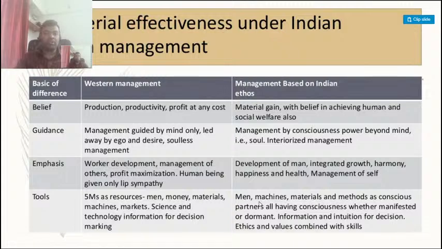Material gain with belief in achieving human and social welfare also. So you always think it is not only about making money, but also that I have to win people, and I have to contribute towards social welfare. If I take 300 rupees for 100 rupees of goods, that person may not be able to spend that money on a very essential activity, or maybe that person has worked hard to make that 300 rupees. So we have that emotional angle too when we make a profit.